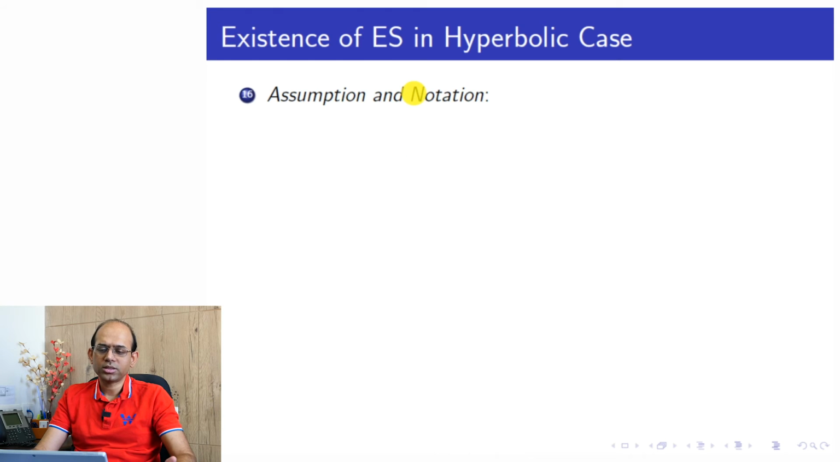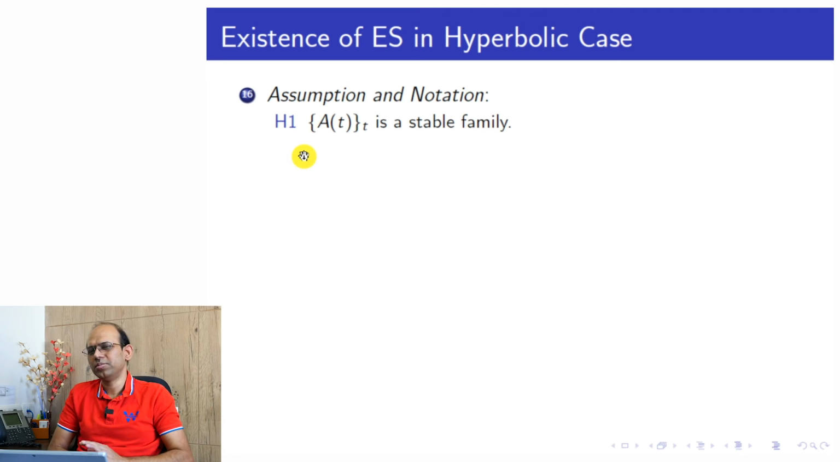Next, we talk about the existence of an evolution system in the hyperbolic case: assumptions and notions. We start with notations. There are three conditions we are going to stick to, which is called the hyperbolic case. The name actually arises from the application of this theory in different branches of partial differential equations. Here there are three conditions. I'm reading the first one first: A(t) is a stable family.